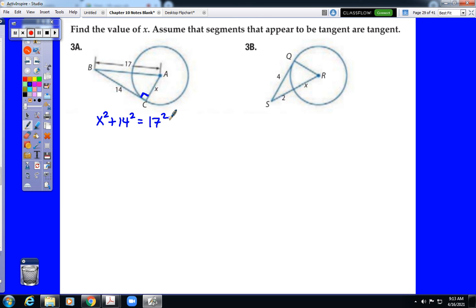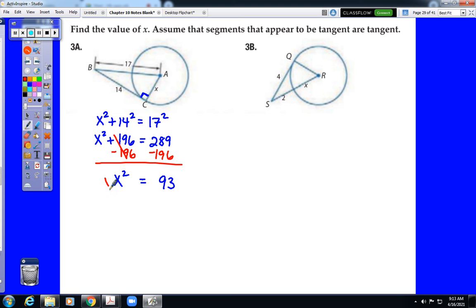Now this is way easier than the last example because there's no binomial to square. We just have to work through our perfect squares. 14 squared is 196, 17 squared is 289. We would then subtract 196 from each side, which would give us x squared is 93.